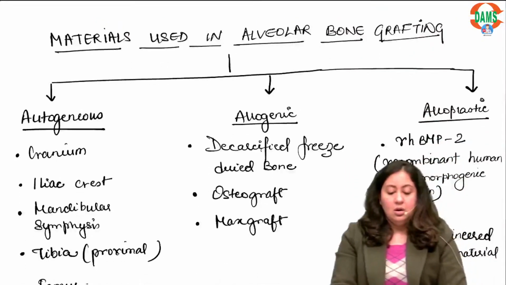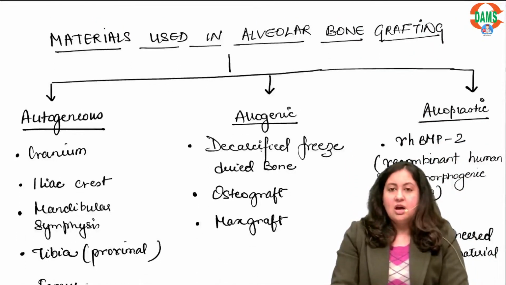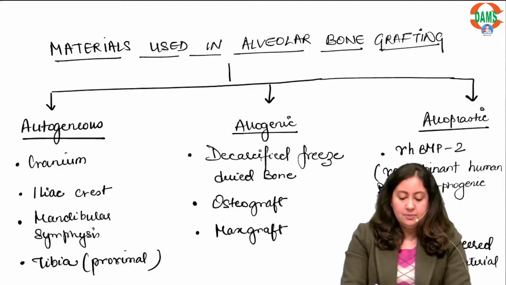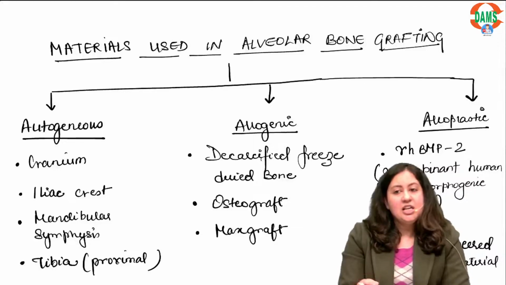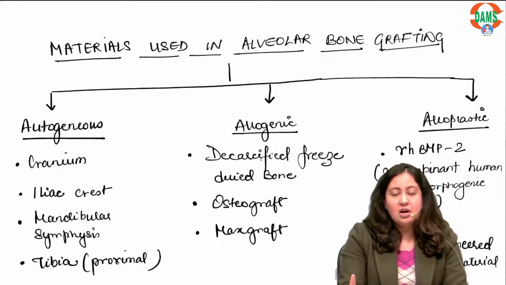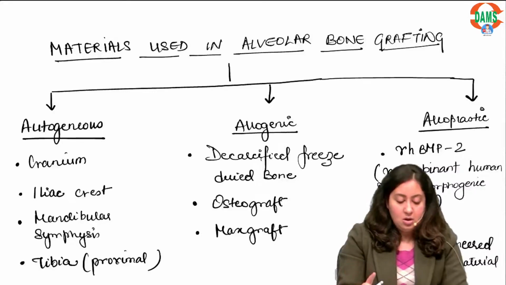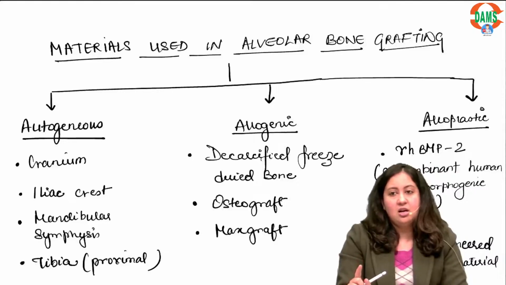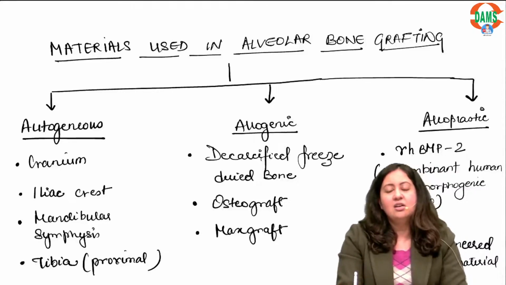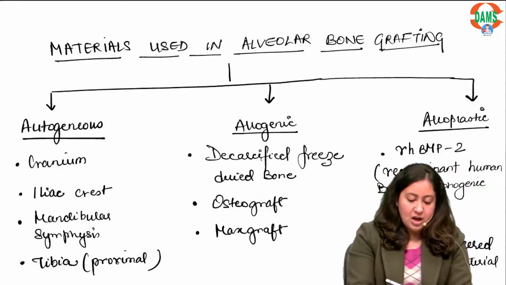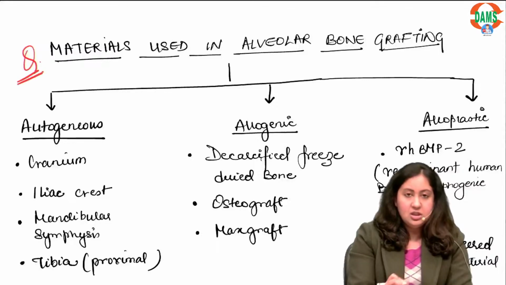Now, we are coming to materials used in alveolar bone grafting. I will talk in detail about the most commonly used bone grafting source, but this chart is just to give you an idea of what all can be used. In detail, we will talk about the iliac crest, because there are questions from iliac crest and it is the most commonly used worldwide. You just need to know the table.